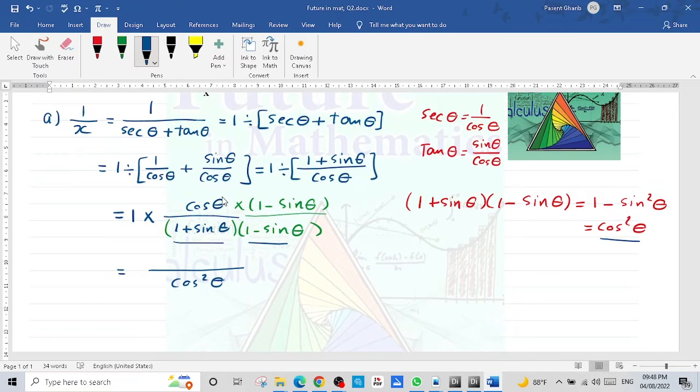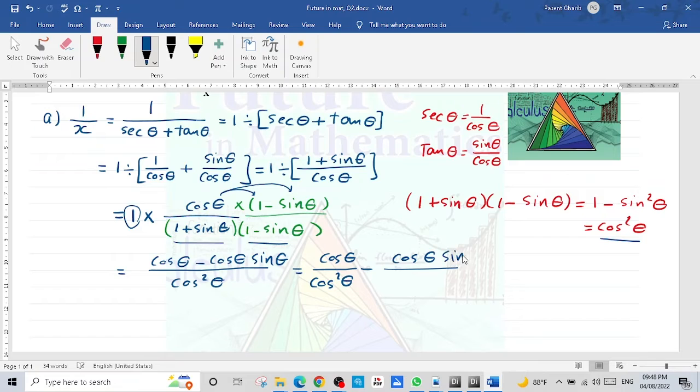And then distribute cosine theta over this bracket. What about this one? 1 multiplied by any number is the same, 1 is the identity, so we can cancel it. Cosine theta times 1 is cosine theta, minus cosine theta multiplied by sine theta. Separate this fraction, so it becomes cosine theta over cosine squared theta minus cosine theta sine theta over cosine squared theta.